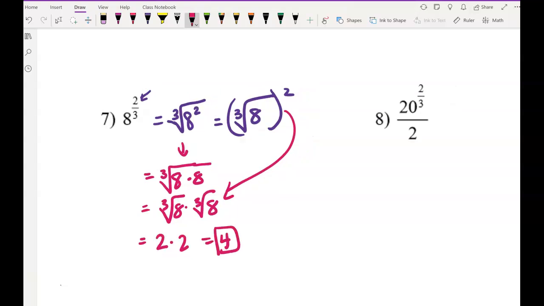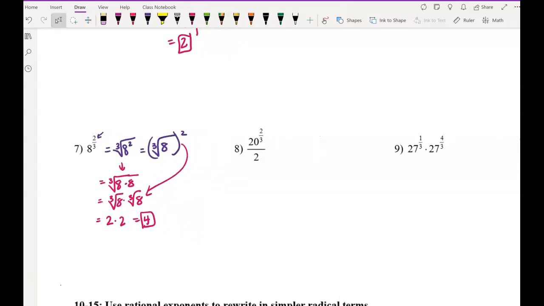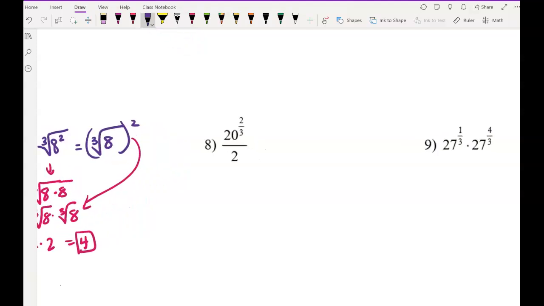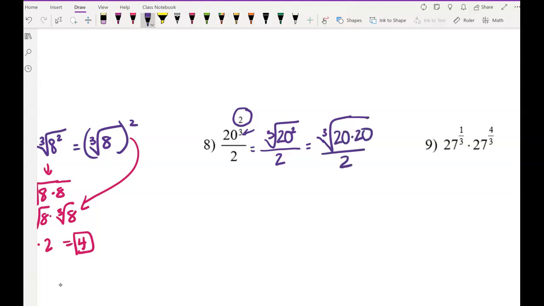Okay. We have 8 and 9. I want to make sure I pin it in so I don't forget. All right. This one, the index is going to be 3 because that's your denominator. So that's 20 with an index of 3. Your numerator is 2, so you can write it inside or you can write it on the outside. That's really up to you. The bottom is 2, so I'm going to write it like that. Since the index is 3 and I have a 20, that's going to be the same thing as 20 times 20, still over 2.